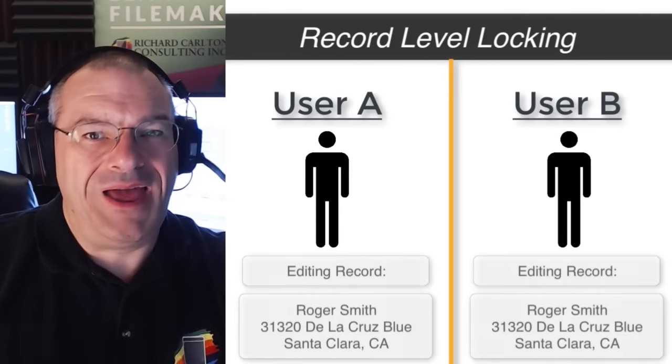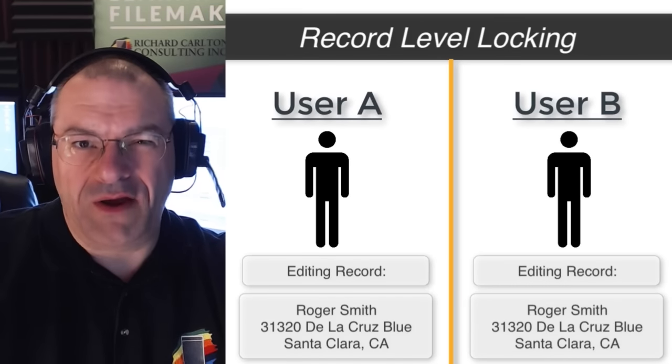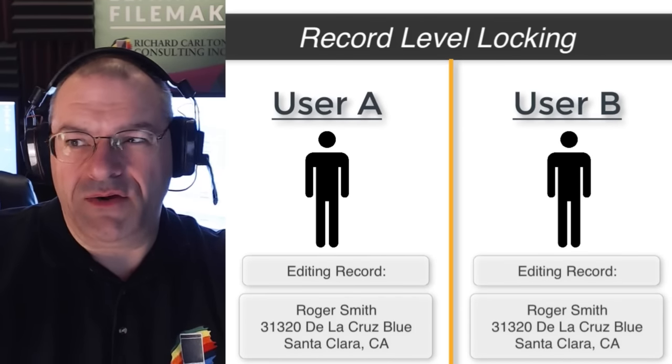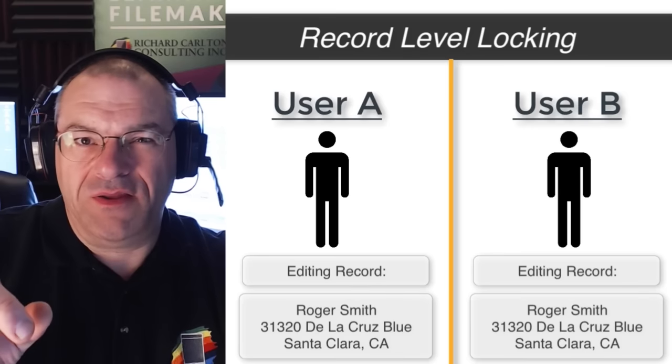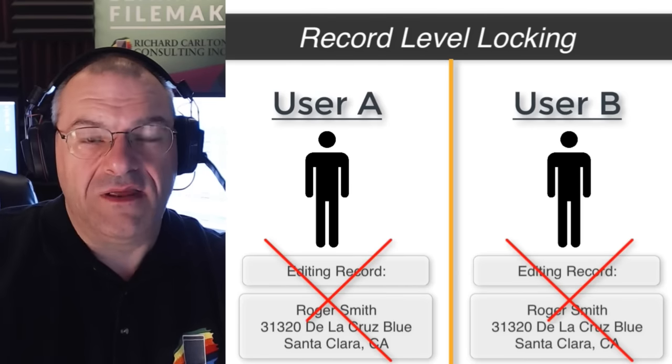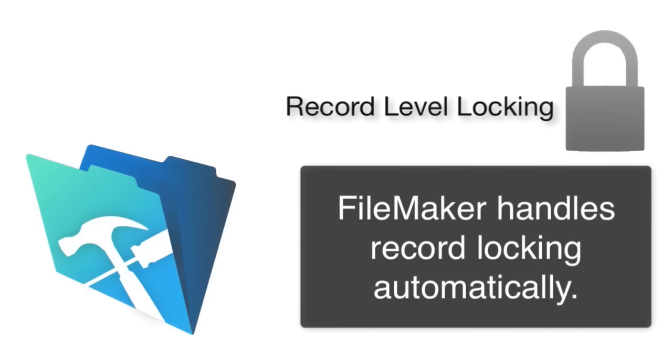If you have two people editing the same screen, the same record of information, how does FileMaker know which record is the important record to keep? Well, it doesn't. And this is not really a FileMaker issue. This is an issue with all database systems. But FileMaker makes it very easy to manage. And that's called record level locking or record locking.